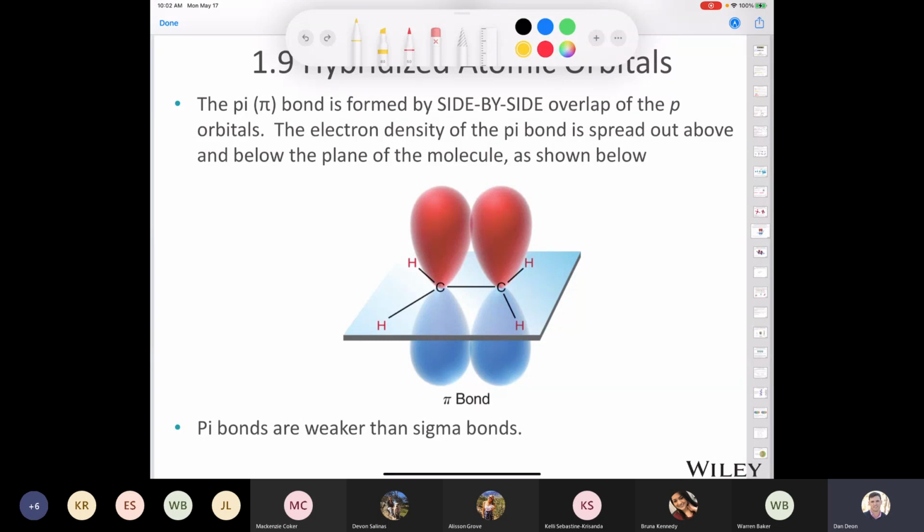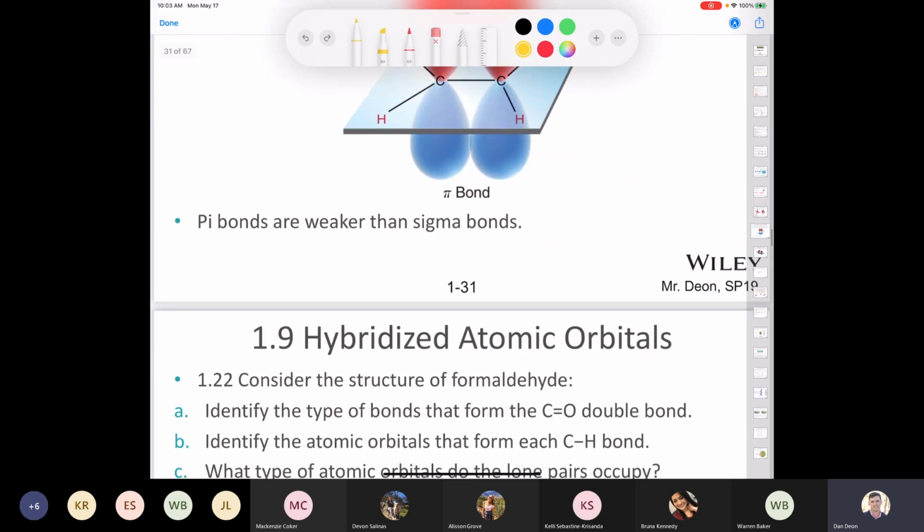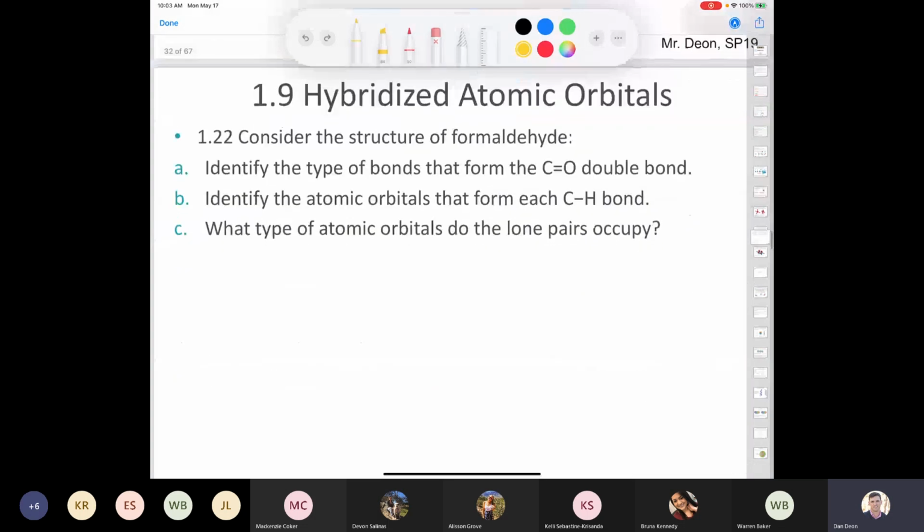Really, when we get into reactions, if you see a molecule that's got a pi bond, you think, it's weaker than a sigma bond. So that's probably where the molecule might react, right? It's because that bond will be broken with greater ease than a straight ahead sigma bond. All right.